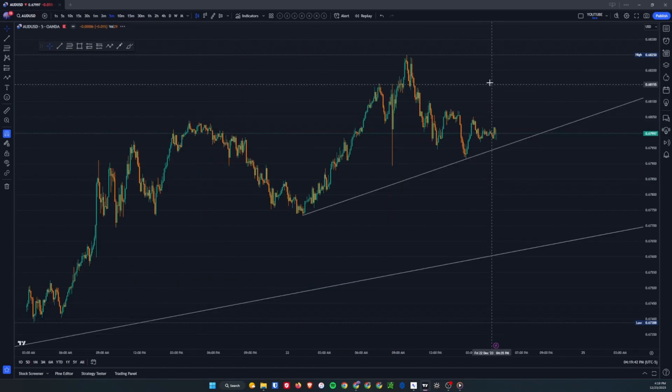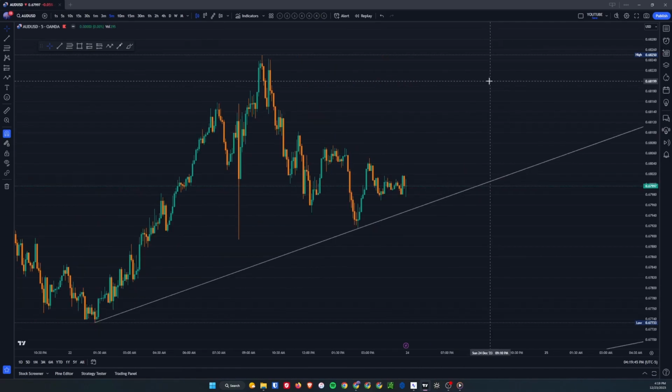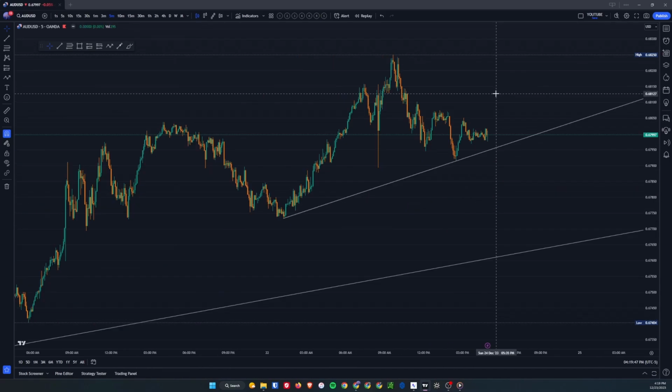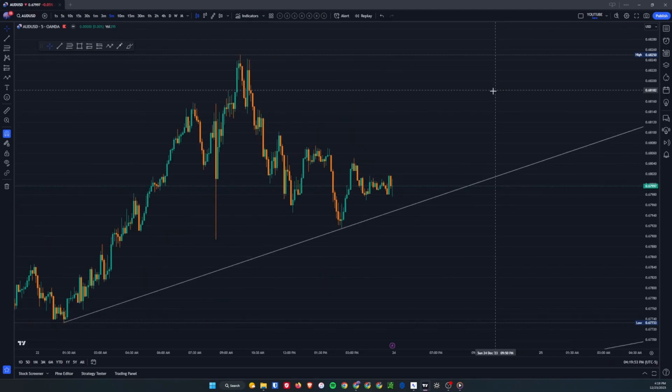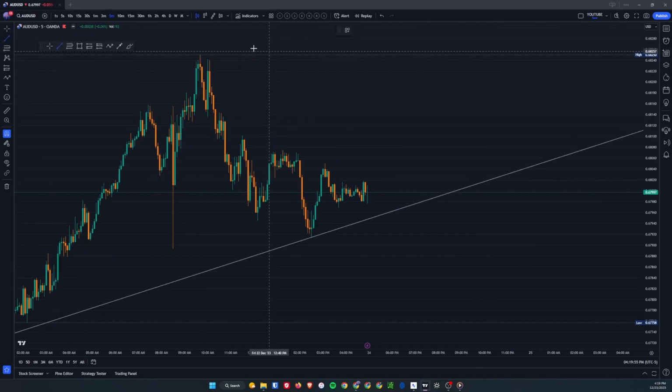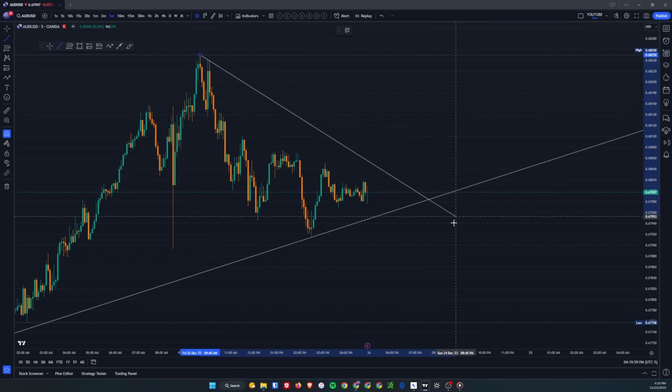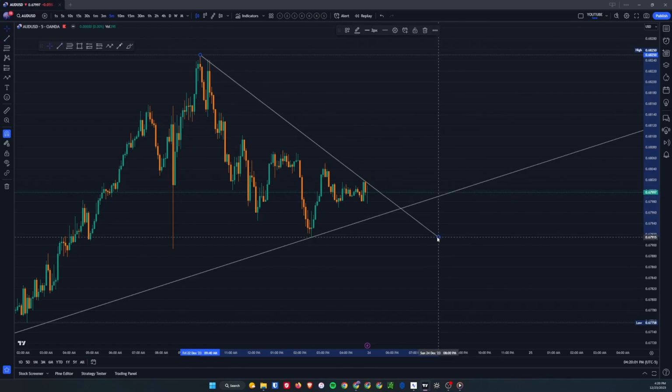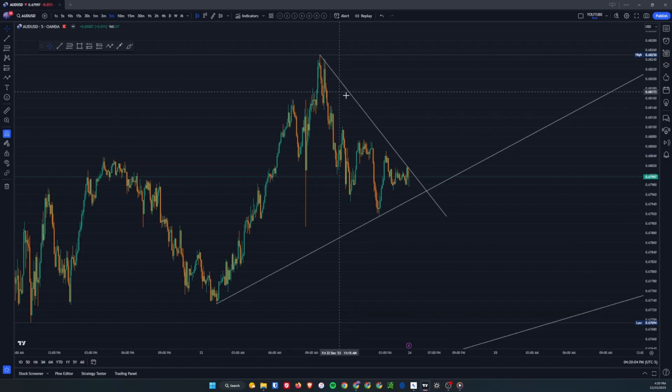Okay, so what about the 5 minute? Well, if you look at it, the 5 minute and the 15 minute are pretty similar in structure, so I don't see anything that pops out to me like crazy. Actually, you know what? I do see this 5 minute trend line right here. Boom. So what does this trend line tell me? That tells me if we break this 5 minute trend line higher, we could potentially move higher.